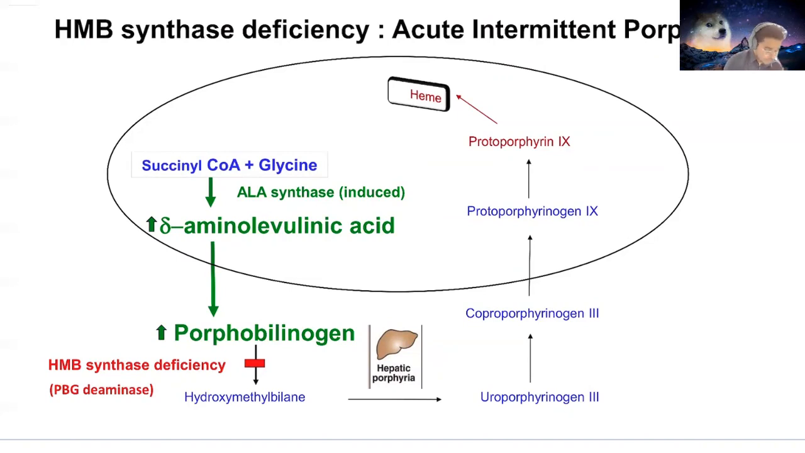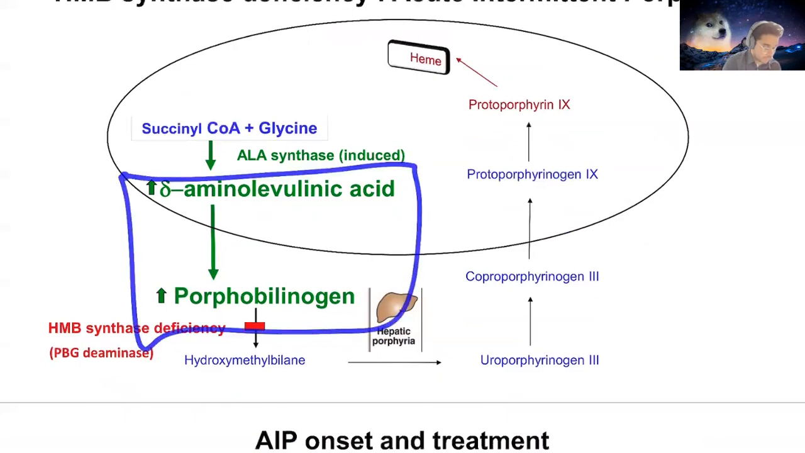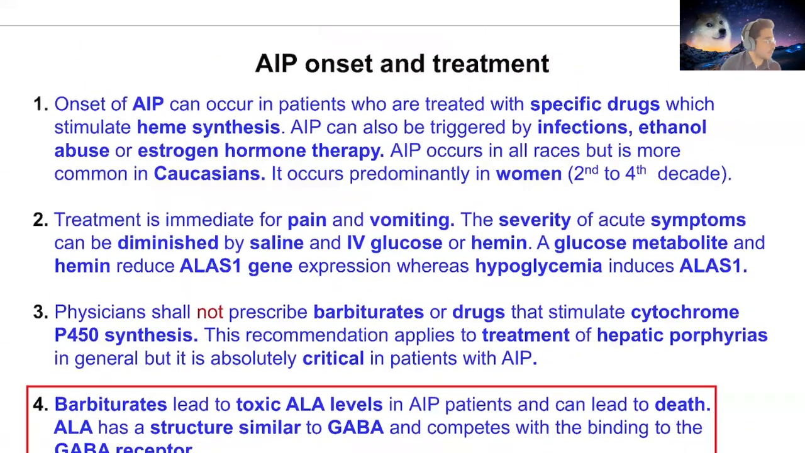So what's going to be elevated? Porphobilinogen is going to be elevated, as well as your ALA, aminolevulinic acid, and that's going to be elevated too. So these values are good to memorize and keep in the back of your head.